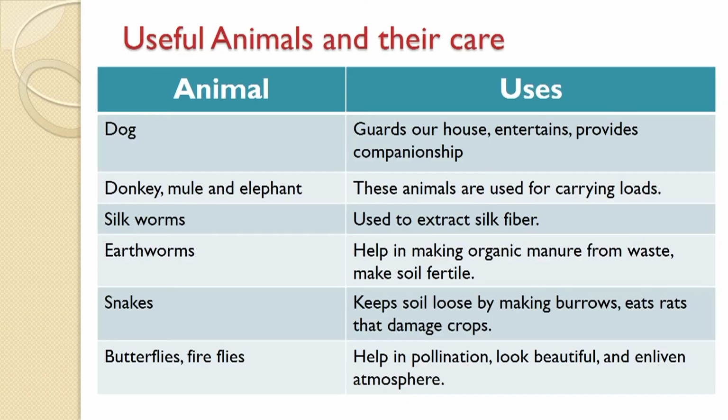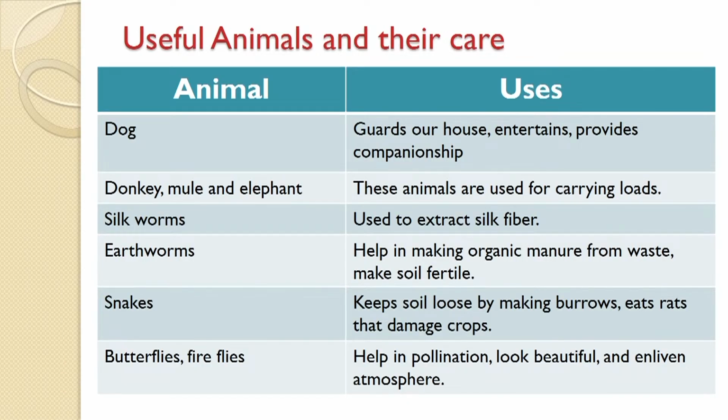Then comes bullocks. Bullocks are the males of cows and buffalo. They are particularly used for plowing in the field. Then come dogs. Dogs are very common animals. They are particularly associated with men, and they are believed to have gradually evolved with men. So their uses include that they may be guards in our house, they can entertain us, and they can also provide companionship.